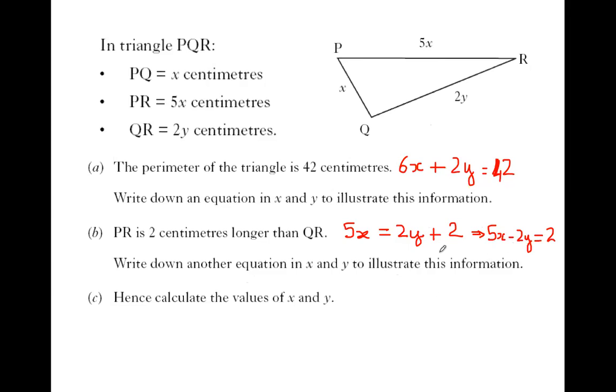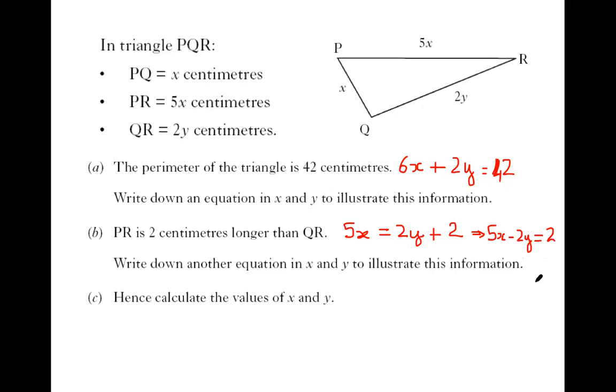So we've written both equations. Calculate the value of x and y. You just have to solve these, and that's you. To solve these, we're going to eliminate y by adding them. So 6 plus 5 is 11x equals 44. X equals 4.